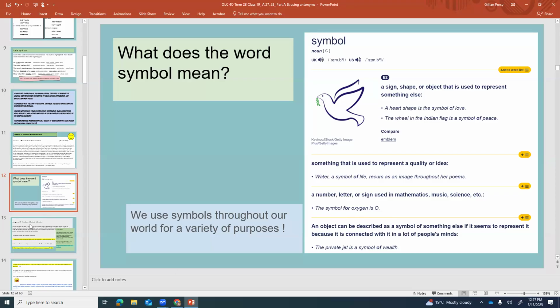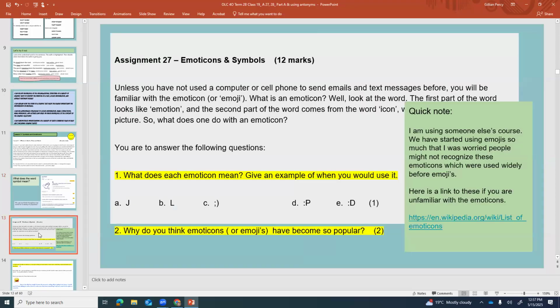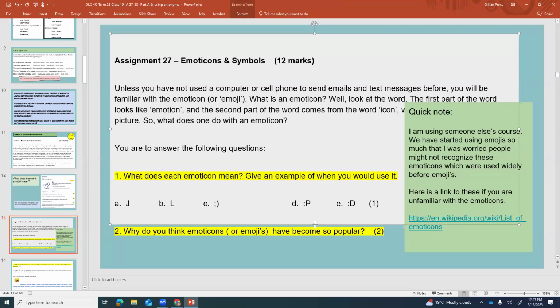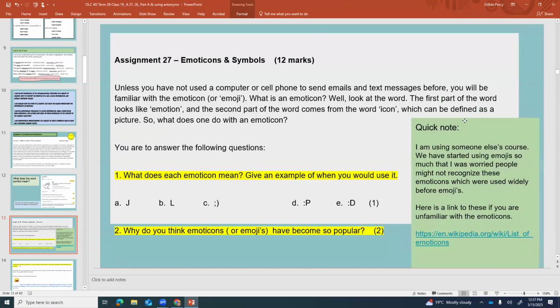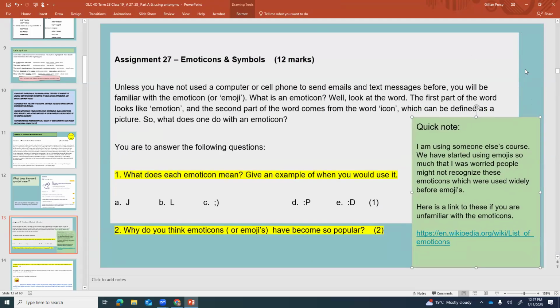Okay. Now, when this was written, I think it was when emoticons were still kind of more popular. We've kind of moved on a little bit to emojis. I didn't take this out. I might next time.